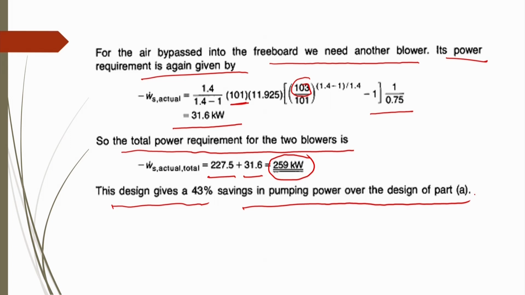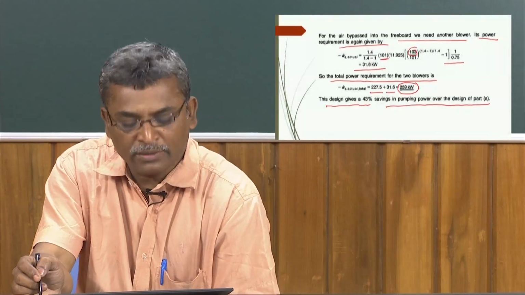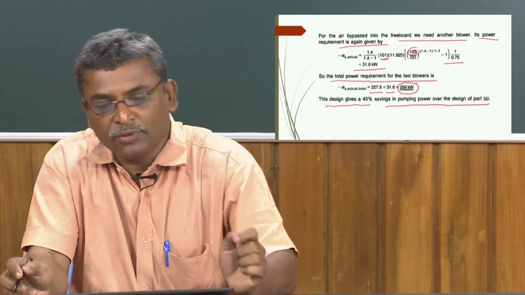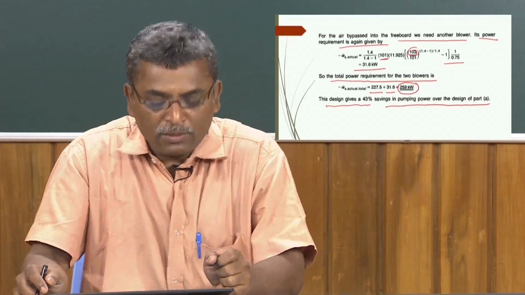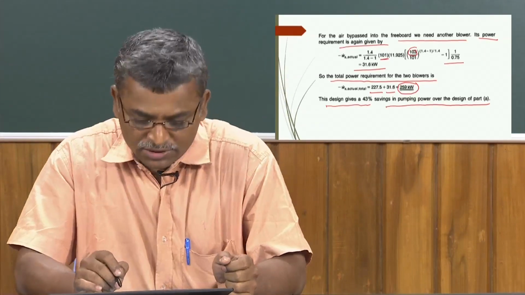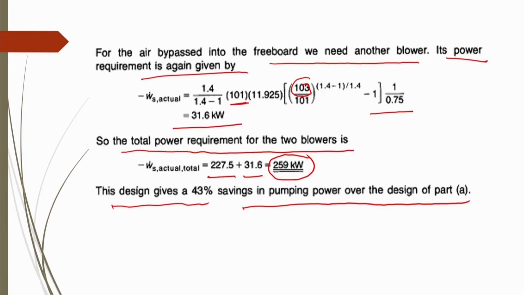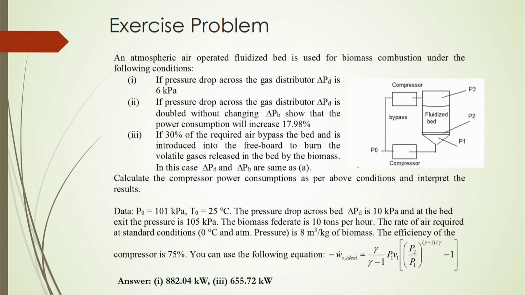So, what we observe is that if we bypass some amount of gas here, we can get the benefit of lowering the power consumption as per this example. Of course, some other operating condition has to be designed or kept in such a way that the power consumption will be less compared to this. So, according to this problem, we are getting at least 43% power saving by bypassing 50% of the gas through another blower and supplying it to the freeboard of this fluidized bed operation.